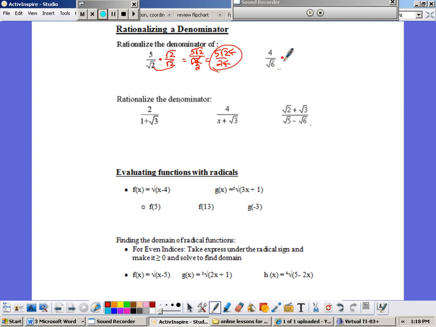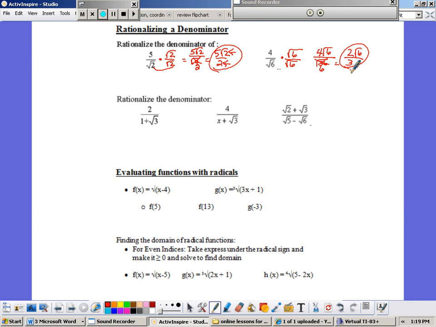You are not allowed to leave a radical on the bottom. So I'm going to multiply by the square root of 6. That makes the easiest sense. 4 times the square root of 6 over the square root of 36. The square root of 36 is 6. This 4 and 6 can reduce to 2 over 3 with the square root of 6. I can reduce the 4 and 6 because they're both outside of the radical sign.